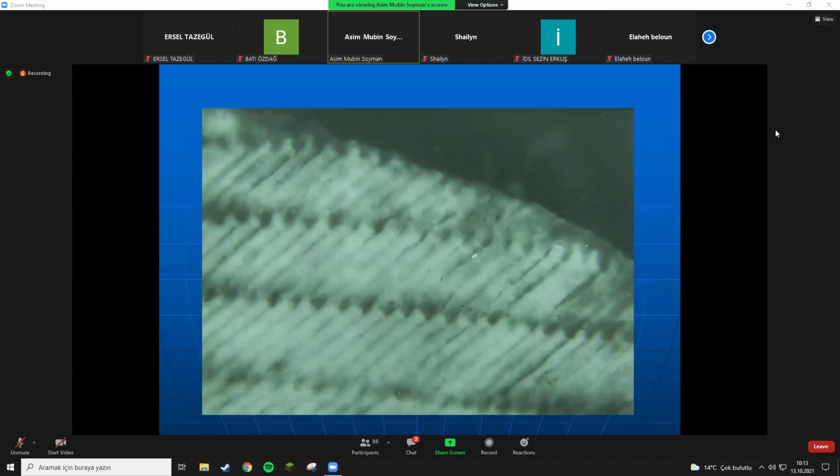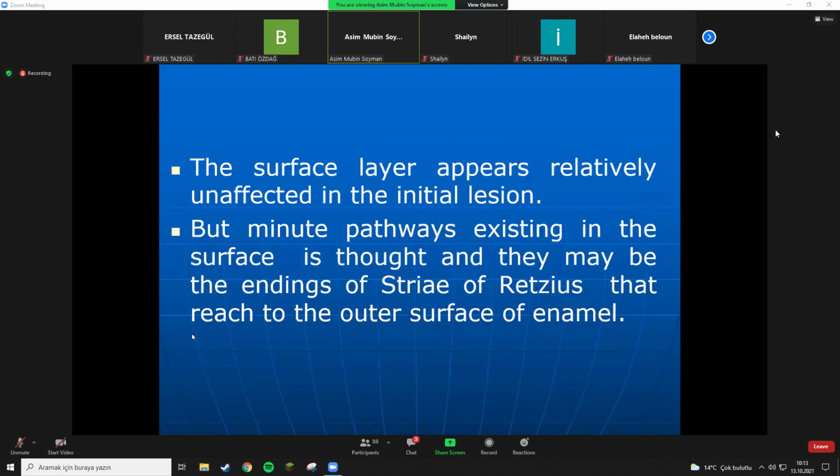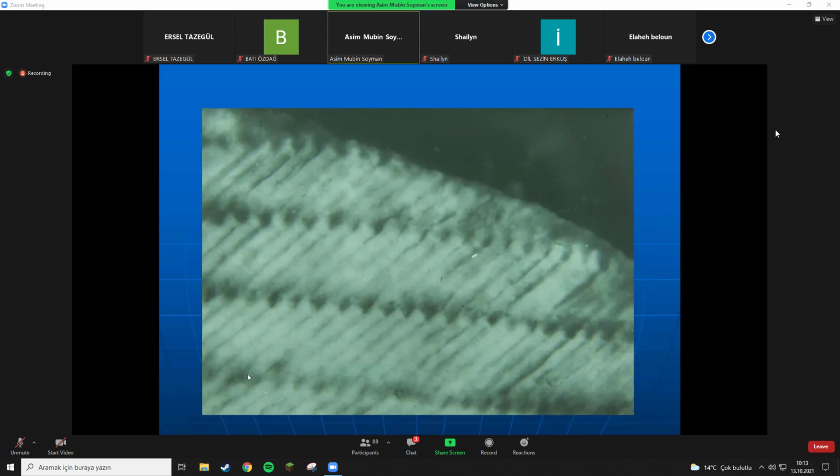I'm going to show you again, just to remember these Retzius lines. You see these are the enamel prisms. This photograph is for remembering. And these are Retzius lines. Remember that here is the external surface of dental enamel, and approximately this region is the dentinoenamel junction. And you will also remember that ameloblasts secrete the organic matrix of enamel and run through the enamel to reach the outer surface.